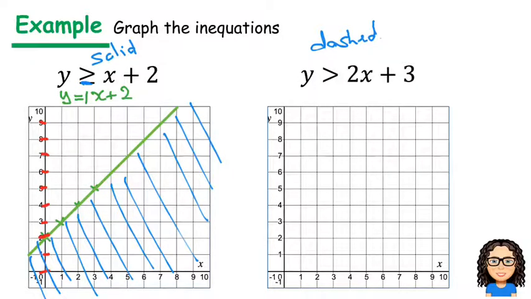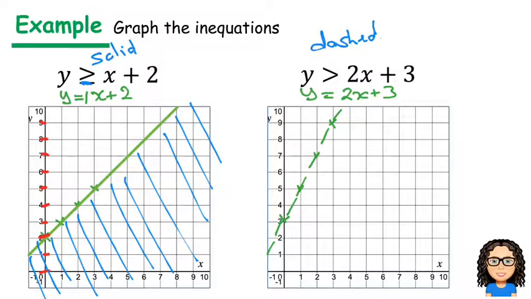Now let's try a similar kind of thing with this one. Remember, we're going to do the second example with a dashed line because it doesn't have the equal sign. So we're going to treat it first of all as if we have y equals 2x plus 3. And so that tells me it cuts through the y-axis at 3 and it's got a gradient of 2. So go up 2, across 1, up 2, across 1, up 2, across 1. And I want to draw this as a dashed line going through those points.